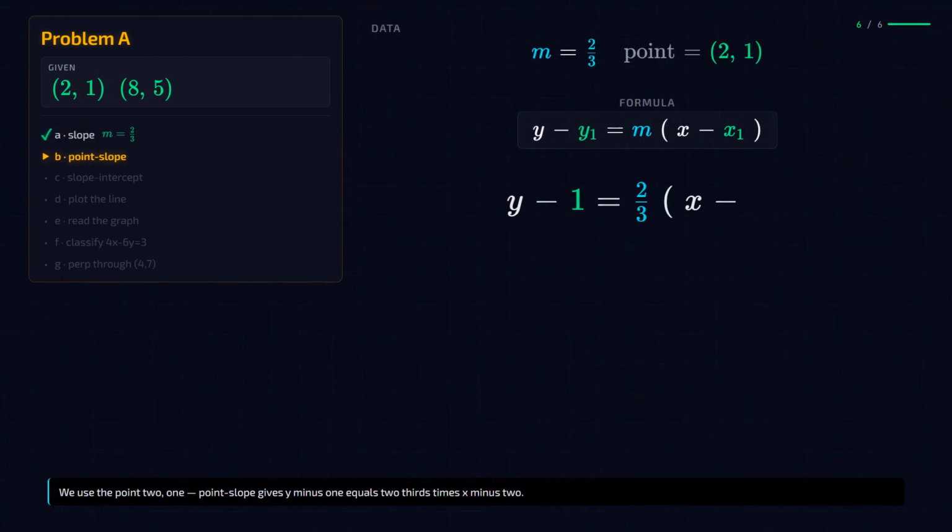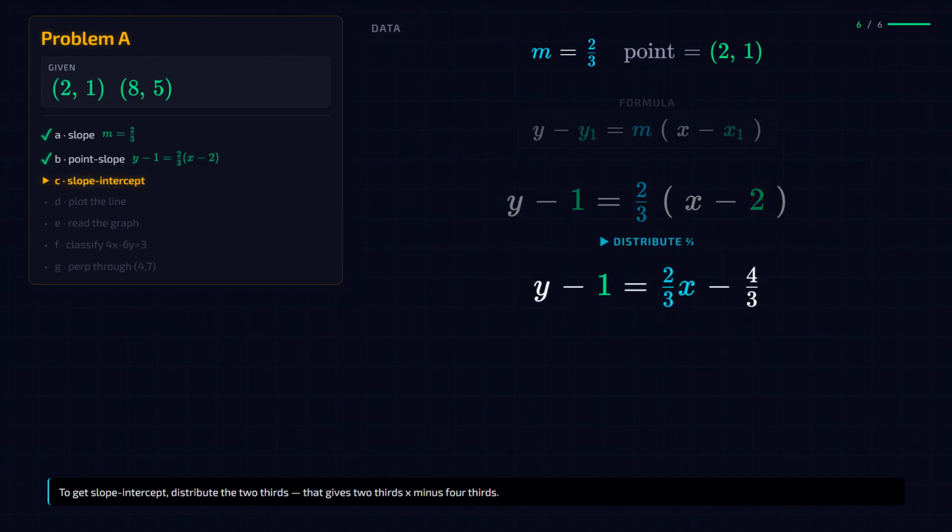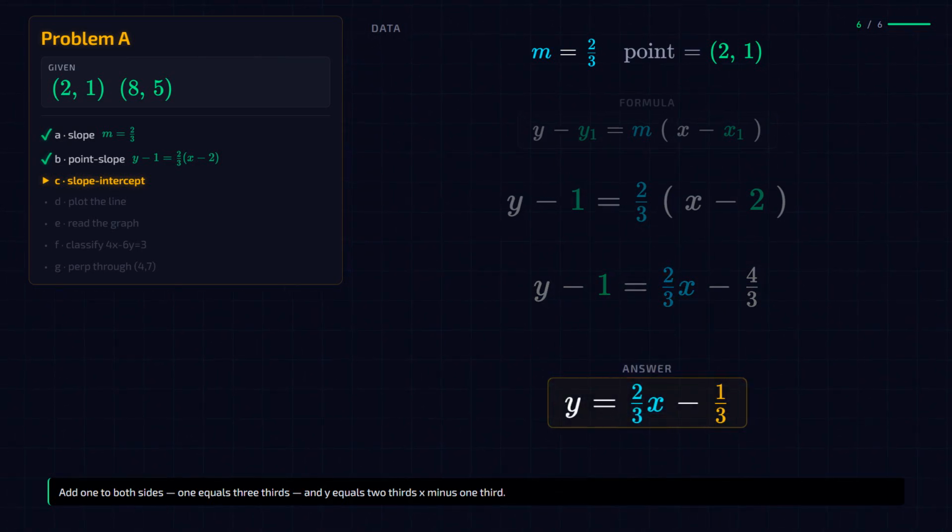Point slope gives y minus 1 equals 2/3 times x minus 2. To get slope-intercept, distribute the 2/3. That gives 2/3 x minus 4/3. Add 1 to both sides. 1 equals 3/3, and y equals 2/3 x minus 1/3.